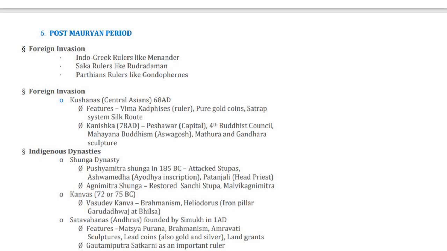ठीक है. कनिष्क period, Buddhist councils कहाँ बनी थी. Then different sectors in Buddhism, the Mahayana, the Vajrayana, right? The Hinayana sector that you have to study.